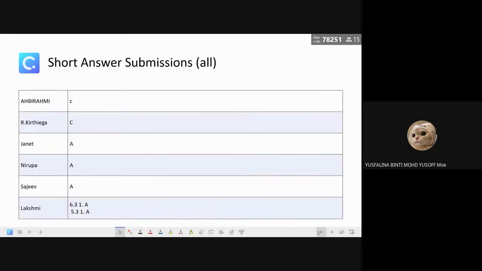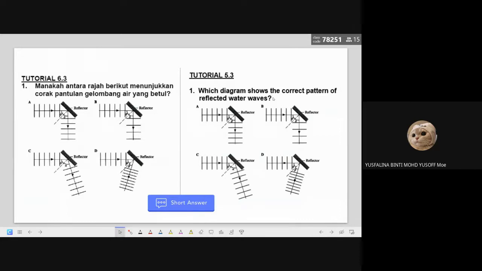Okay, so let's see the answer here. Right, so which diagram shows the correct pattern of the reflected water wave? So the first thing you have to know, the angle must be same. So if theta is the angle of incidence, the reflected angle also should be theta. So C and D are wrong because this one is theta, this one is alpha or something. So this one is theta, this one is beta. So it means the angle is different. Right, so this one is wrong.